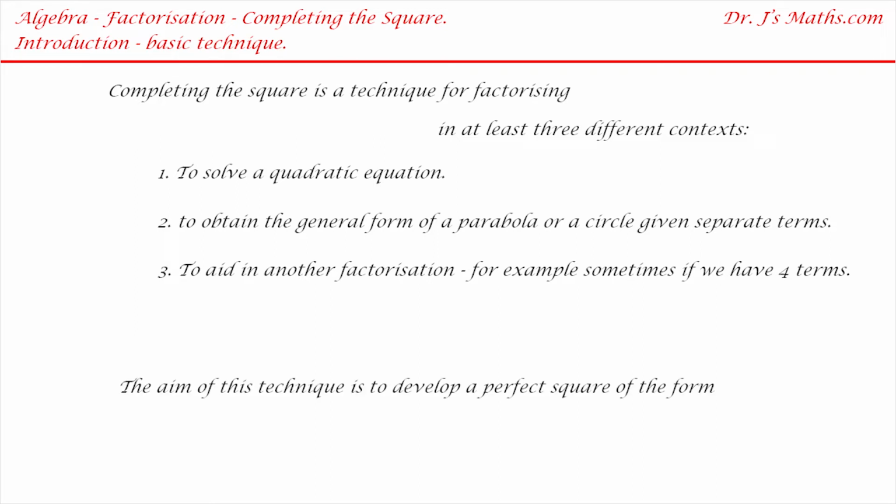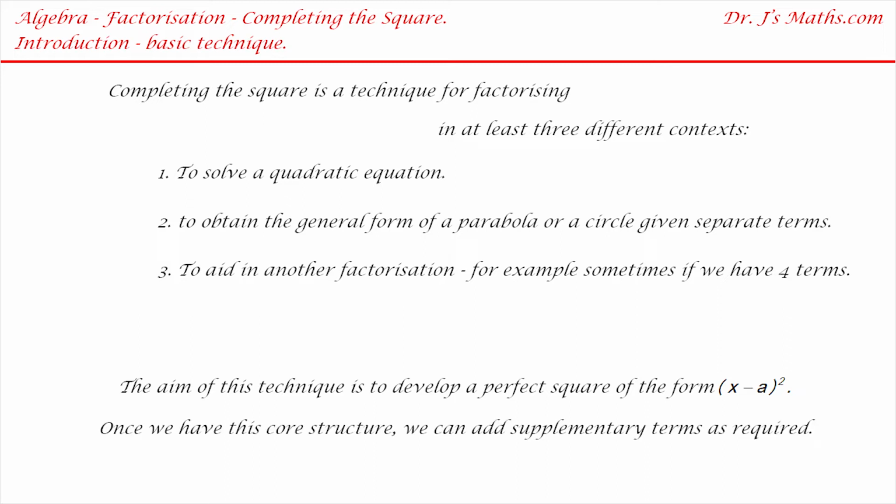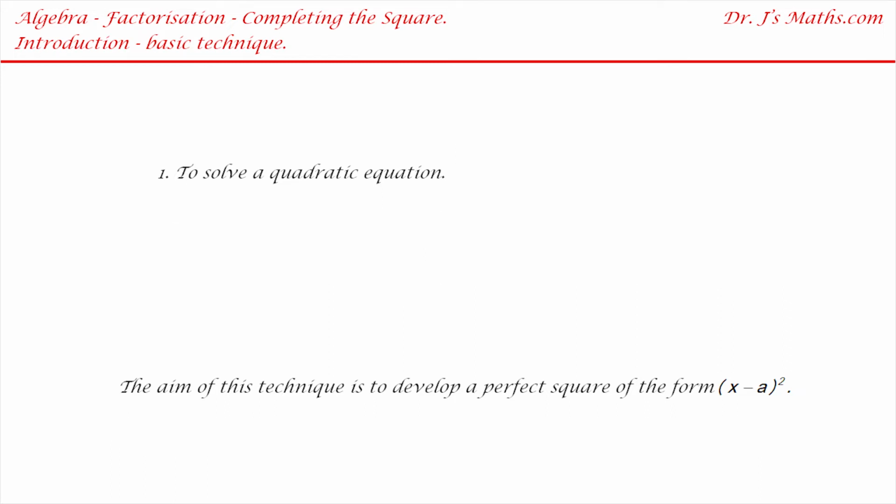The aim of the technique is to develop a term which is a proper square, that is, a term in the form of bracket x minus a all squared. We can then add supplementary terms as and if we require them. The usual way to complete the square is set in the context of an equation. We need to make it more general than that to get full value from it, so my technique is different from the usual approaches. I want you to learn and feel the basics of my approach as we go through some examples.